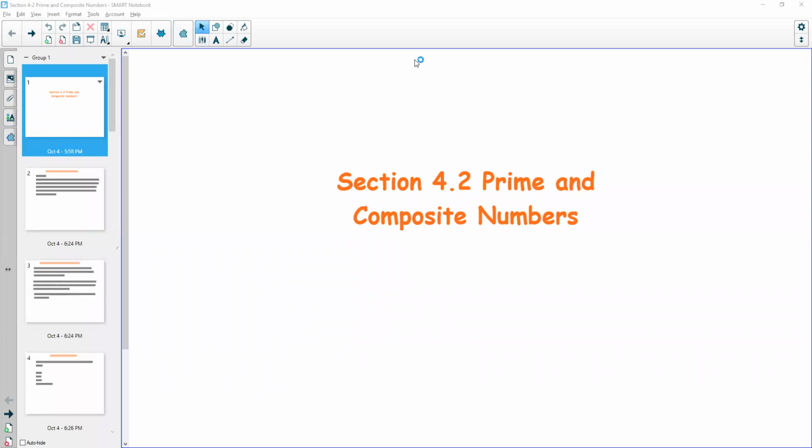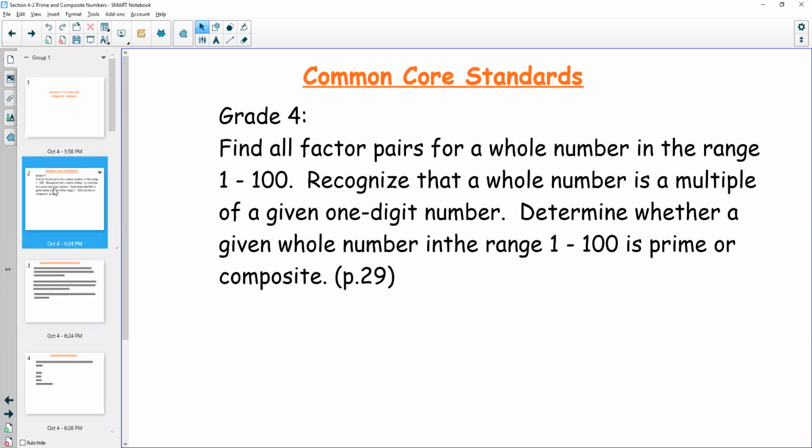Hey, welcome to 4.2. This is the second section in chapter 4. We do 3 of them. This one is a follow-up to what we learned last time about divisibility, and it's all about prime and composite numbers. There are quite a few things in here you should know already, so hopefully this goes pretty quickly.